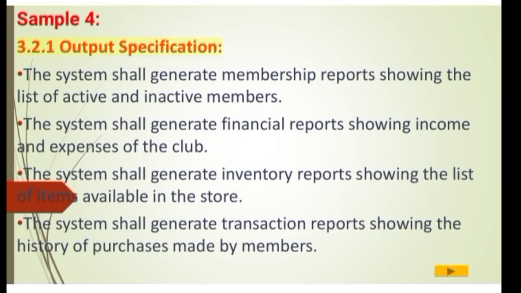Sample 4. 3.2.1 Output Specification. The system shall generate membership reports showing the list of active and inactive members. The system shall generate financial reports showing income and expenses of the club. The system shall generate inventory reports showing the list of items available in the store. The system shall generate transaction reports showing the history of purchases made by members.